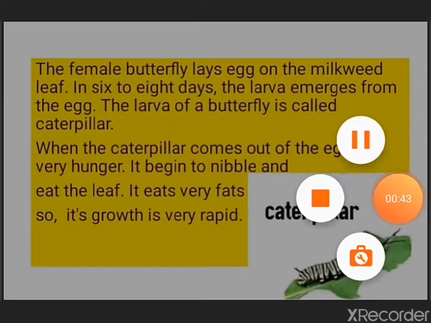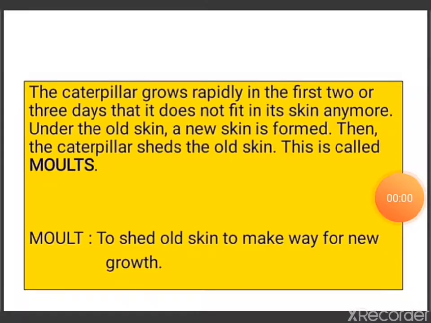The caterpillar grows so fast in the first 2 or 3 days that it does not fit in its own skin anymore. But under the old skin, a new loose skin is formed. Then the caterpillar sheds the old skin. This is called molt. That is, the caterpillar removes its old skin. The shedding of old skin is called a molt. Now what does this molt mean? To shed old skin to make way for new growth.